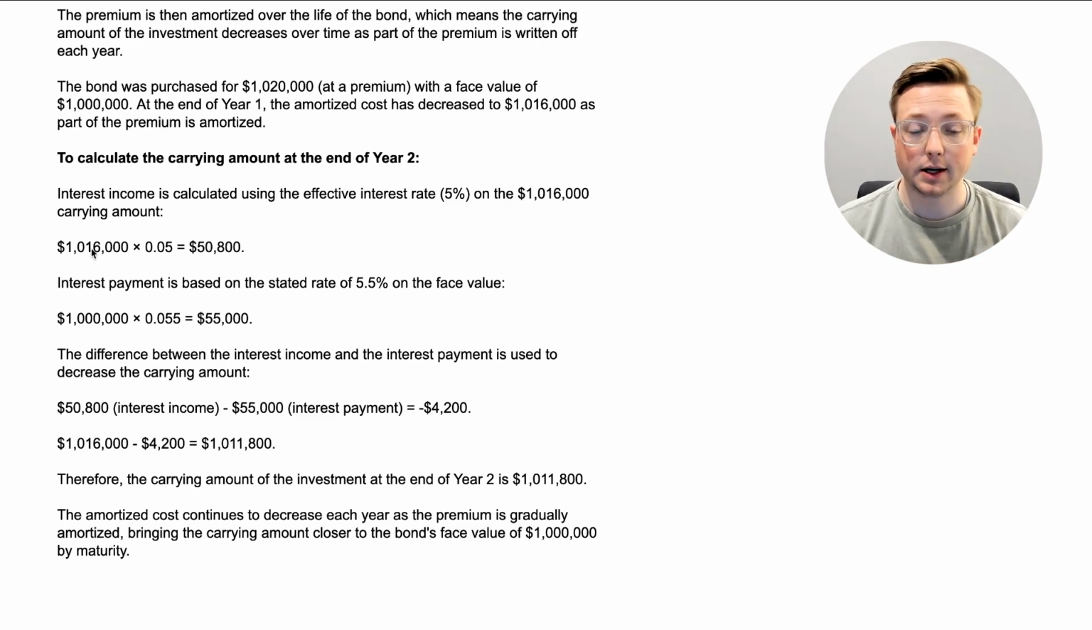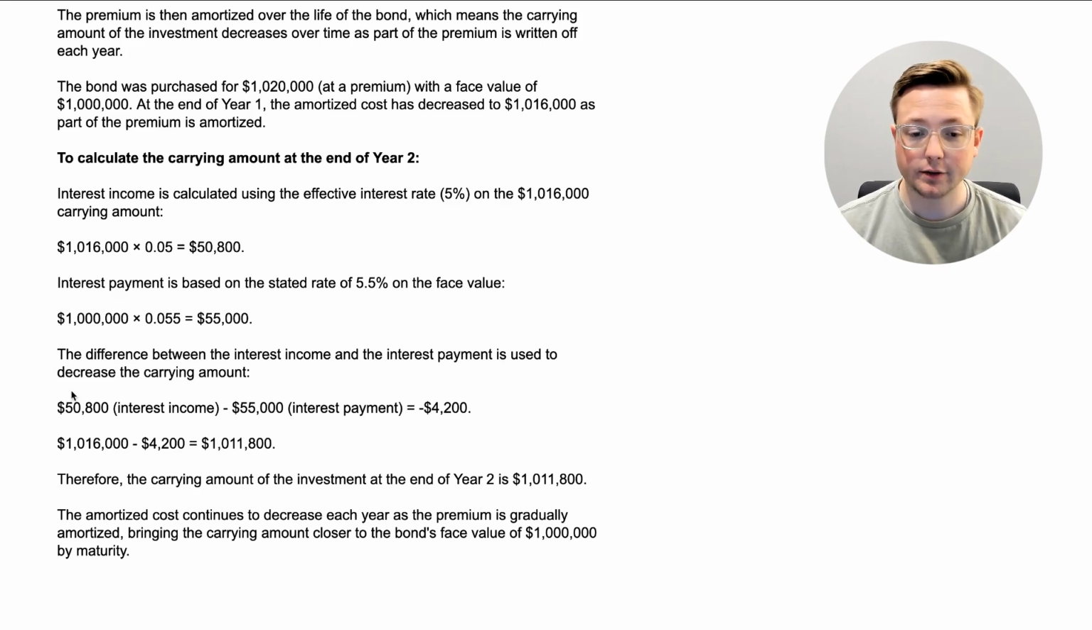So the carrying amount at the beginning of year 2 was $1,016,000. You multiply that by the effective interest rate, which is the market rate, and that gives you interest income of $50,800. The interest payment is based on the stated rate of 5.5% on the face value. So this is the cash that they're going to receive. This is the $55,000 cash that they're going to receive each year. This isn't going to change. $1 million multiplied by 5.5%, that's $55,000. Again, this will not change each year. This is the part that's going to change because it's going to be based off of the carrying value.